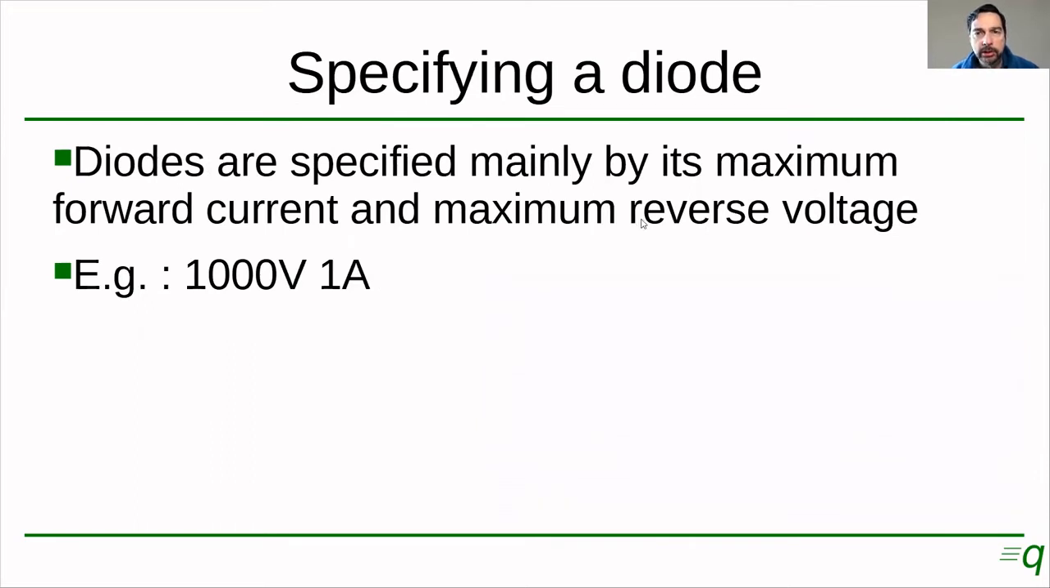So if you want to specify a diode, the two main parameters that you have to specify are the maximum forward current and the maximum reverse voltage. For instance, you can specify a diode for 1000 volts, 1 amp. So when the diode is conducting, if you have a current higher than 1 amp, the diode's probably going to get damaged. And if the reverse voltage is beyond 1000 volts, the diode's going to start conducting.